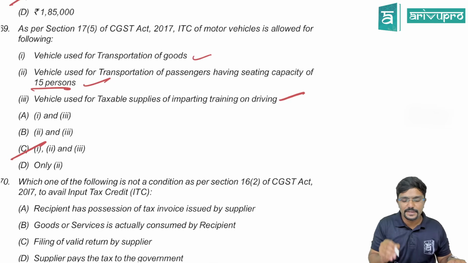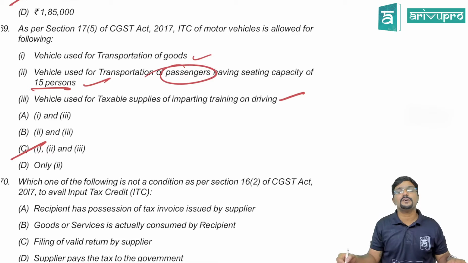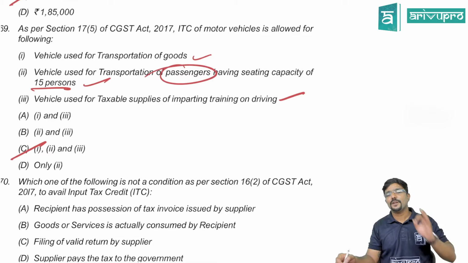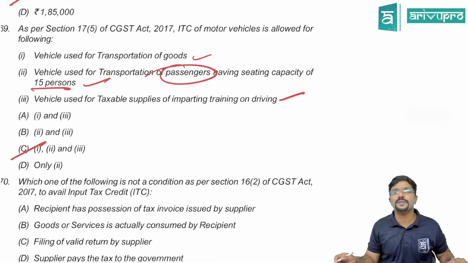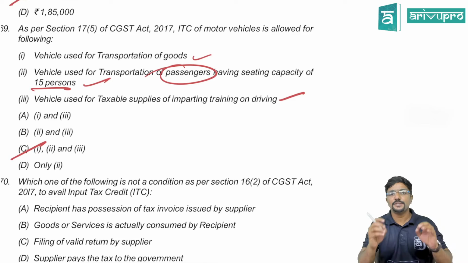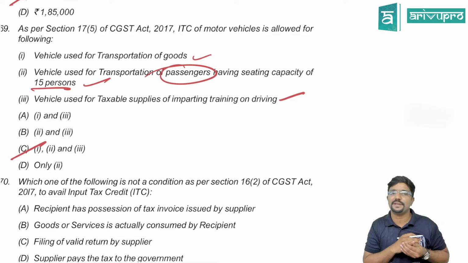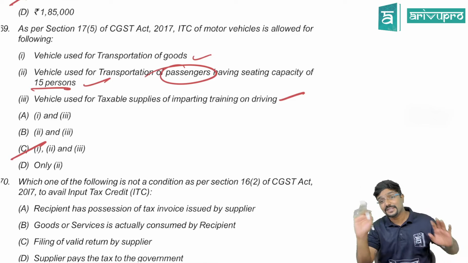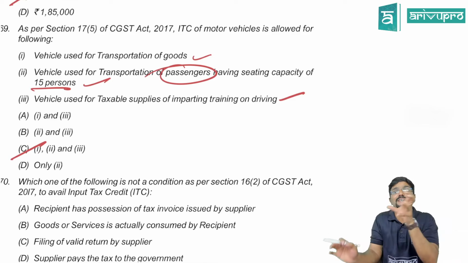And moreover, you can see here they are given transportation of passengers. If you are using the motor vehicle for transportation of passengers, irrespective of the seating capacity, you can claim credit. Only if it is used for the transportation of persons other than the passengers, then the seating capacity will matter.